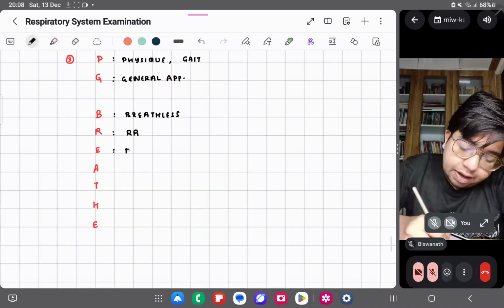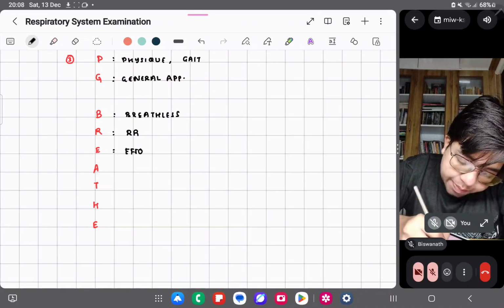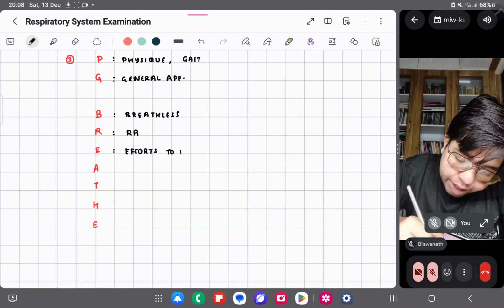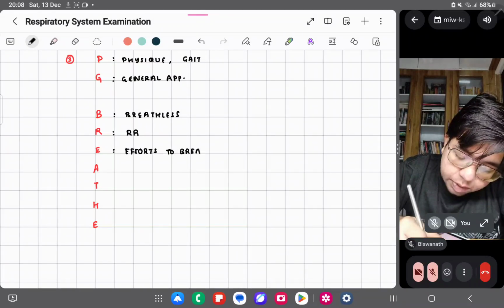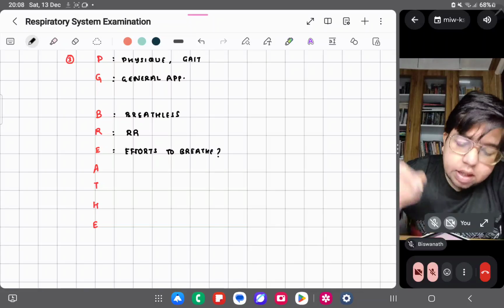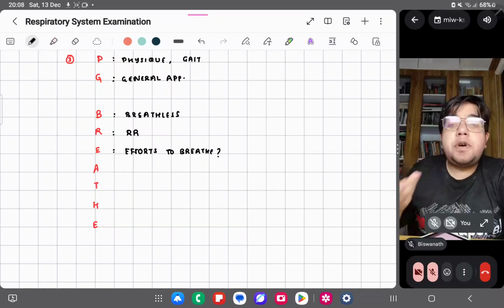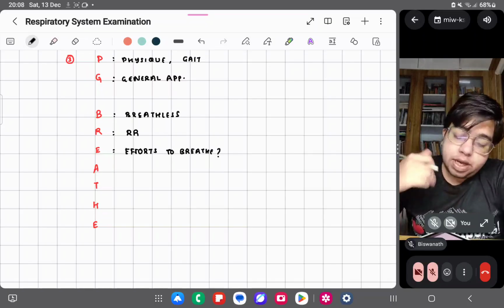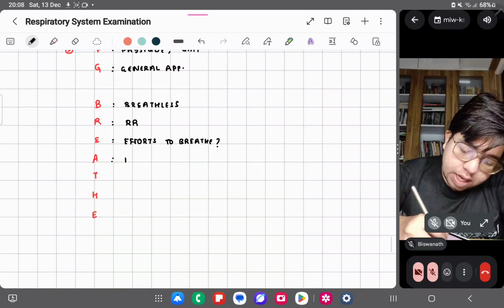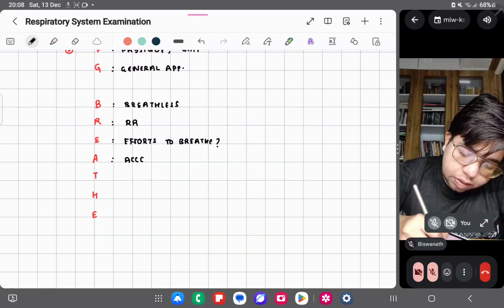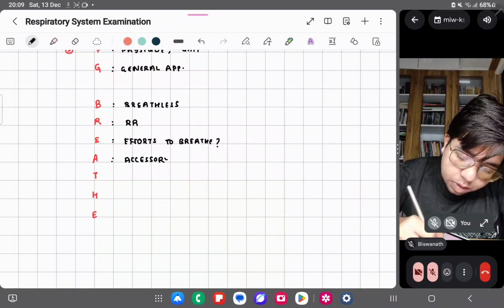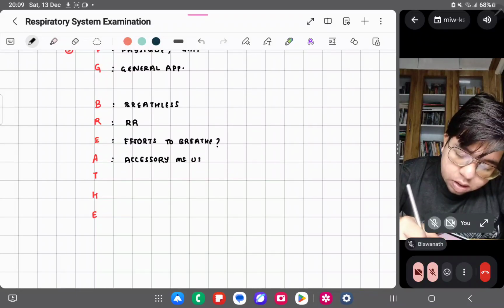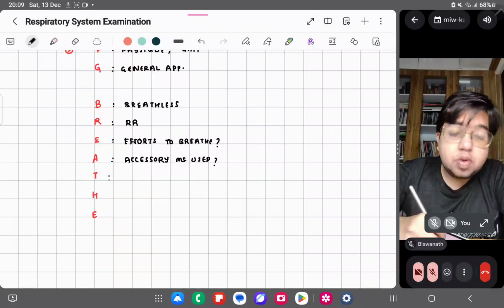You have to see if there are any efforts to breathe. Is the patient putting efforts for breathing? If the patient is putting efforts, he must be using accessory muscles. So are the accessory muscles used? You have to check that.